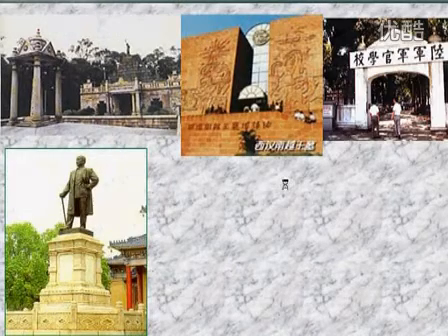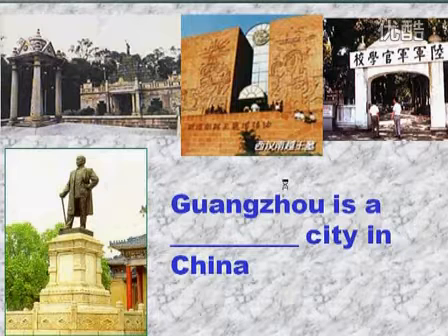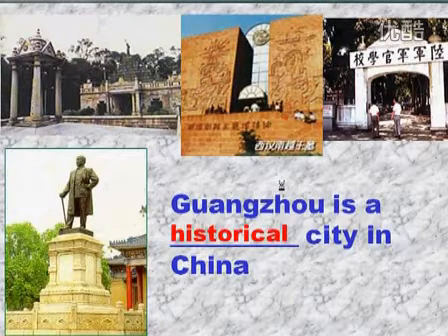Now look at some pictures. Now Guangzhou is a city in China. Look at the picture. We can guess Guangzhou is a historical city in China.